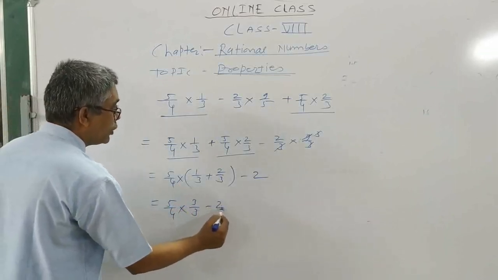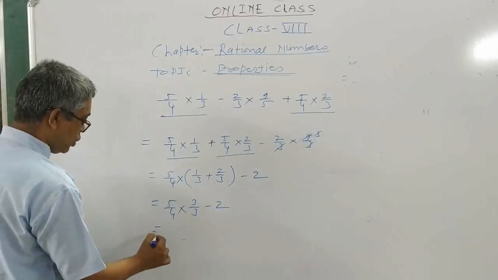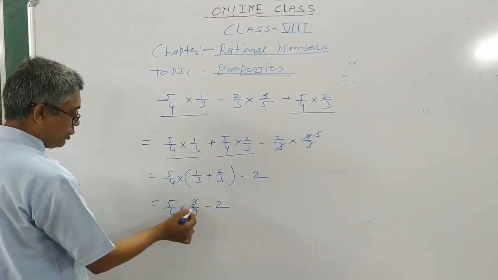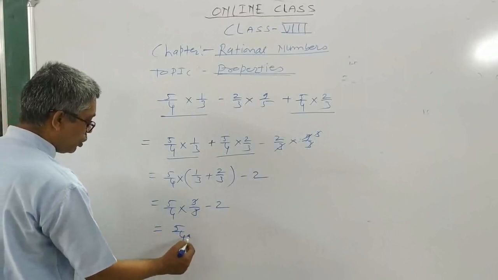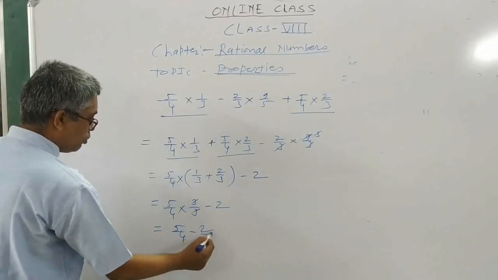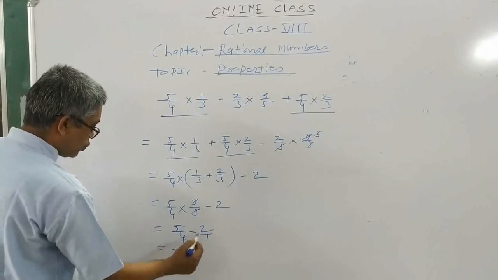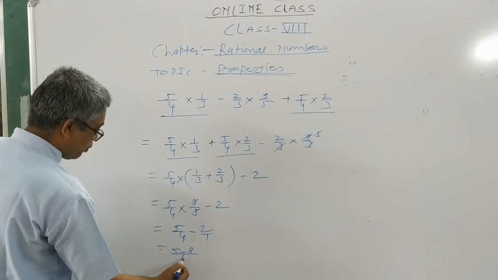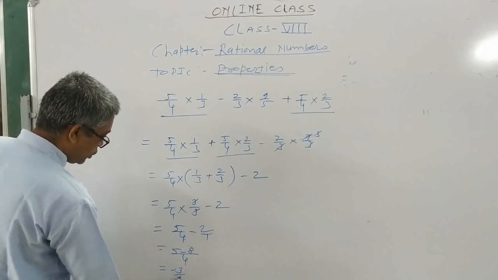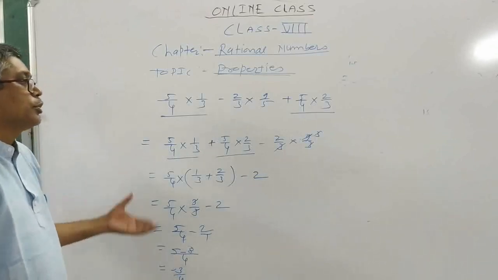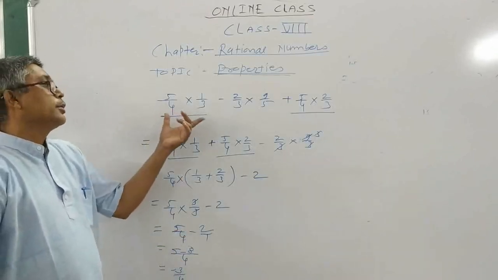So 3 by 3 minus, here 3 by 3 means 1 ही हो जाएगा, so 5 by 4 into 1, that is 5 by 4 minus 2. 2 means 2 by 1. So what we get here? 5 minus 4 to the 8 upon 4. So 5 minus 8 minus 3 by 4. So in this way we can solve this example.